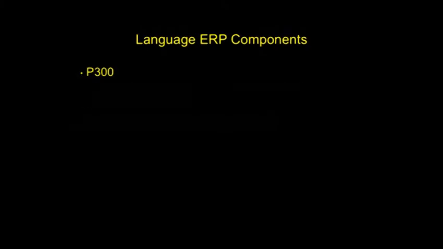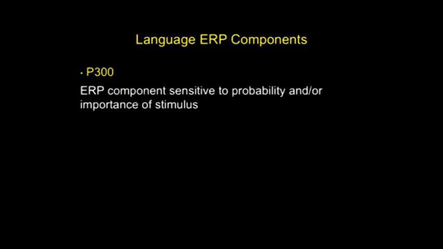This component is sensitive to probability or the importance of a stimulus. It is typically seen when we use the oddball paradigm. So, for example, we may have a sequence of sounds where you hear the sound ba, ba, ba repetitively, and then you have a slight change to it. So you may hear ba, ba, ba, pa, ba. And when you hear pa, which is different from the rest of the sounds, then you have an increase in the P300 component. That is the oddball paradigm.